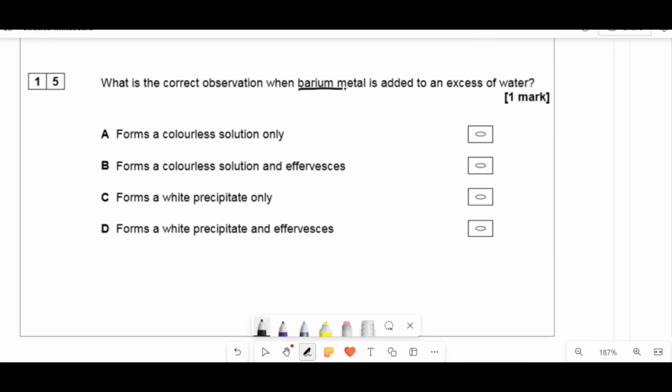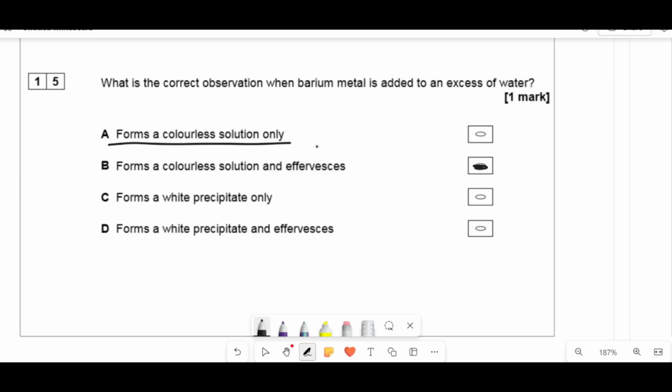What's the correct observation when barium metal is added to an excess of water? When you're adding group 2 metals in general, except for magnesium, they will react to form a hydroxide. As well as that, a metal plus water makes a hydroxide, so it's got to give out H2 as well to keep the equation balanced. So it's going to bubble and form a colorless solution, which is going to be B.